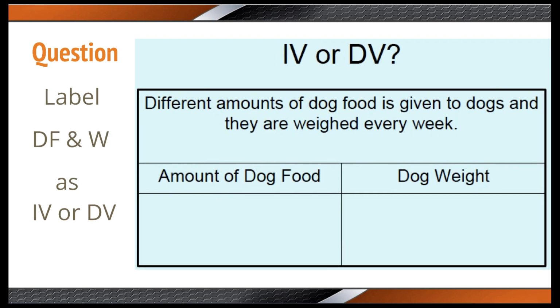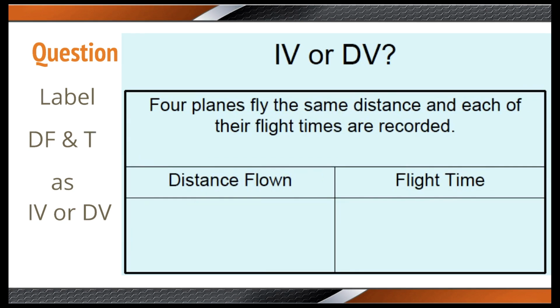We have different amounts of dog food given to dogs, and they're weighed every week. All right, what am I controlling? I'm controlling the amount of food I give to the dog. I control the dog food. The thing that we're going to measure, the dependent variable, is the dog weight. The dog's weight depends upon how much food I give it.